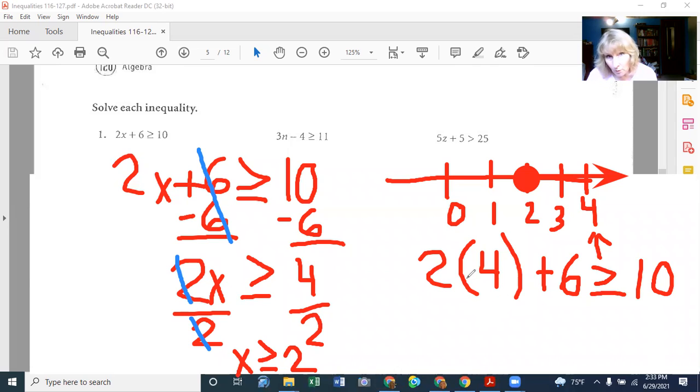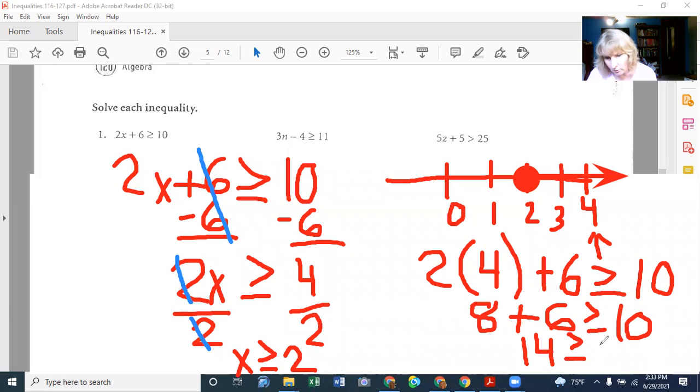So let's solve this. We do multiplying first. 2 times 4 is 8. 8 plus 6 is greater than or equal to 10. So what is 8 plus 6? 14. So is this statement true? Is 14 greater than or equal to 10? Yes, it is. So we know that we have the correct inequality solution. We could try 2 because it says it should include 2 and still make a true statement. So let's try that one.